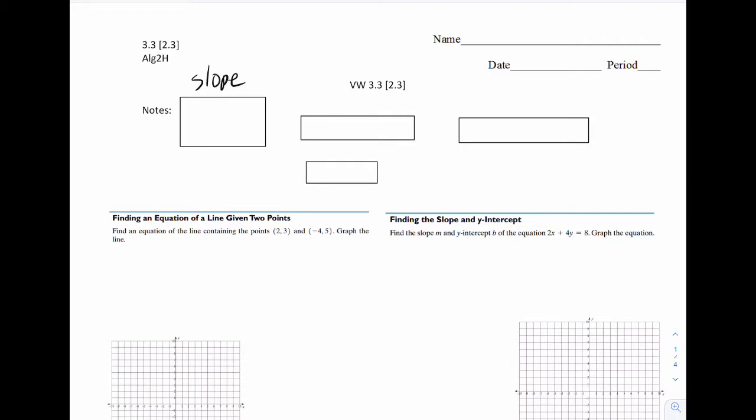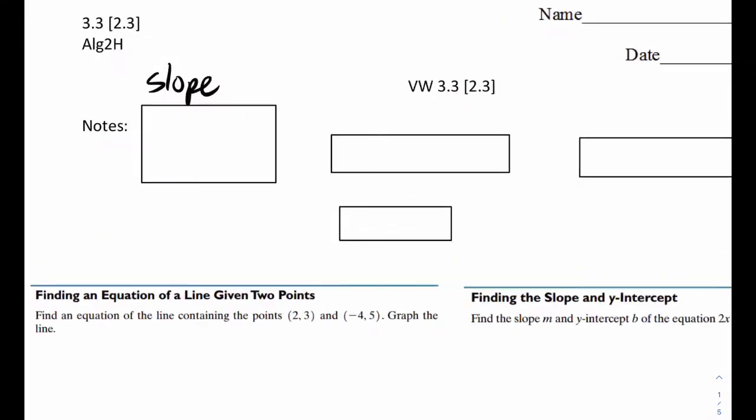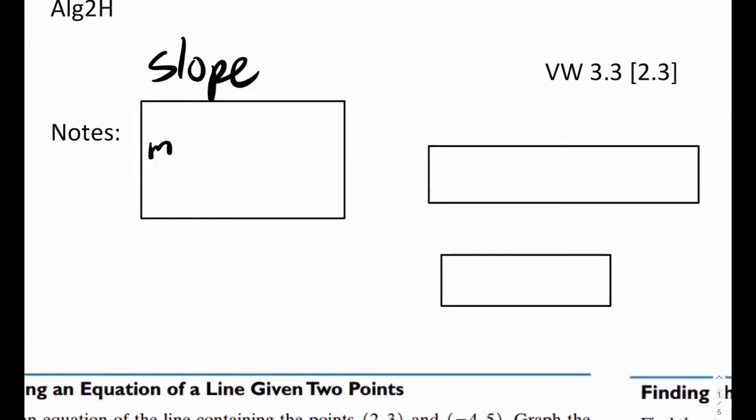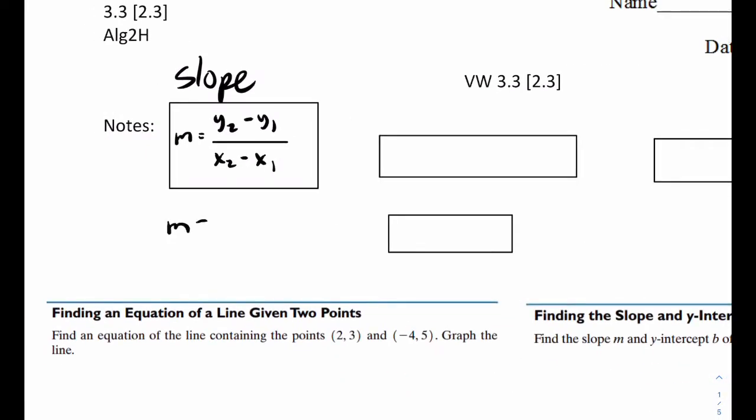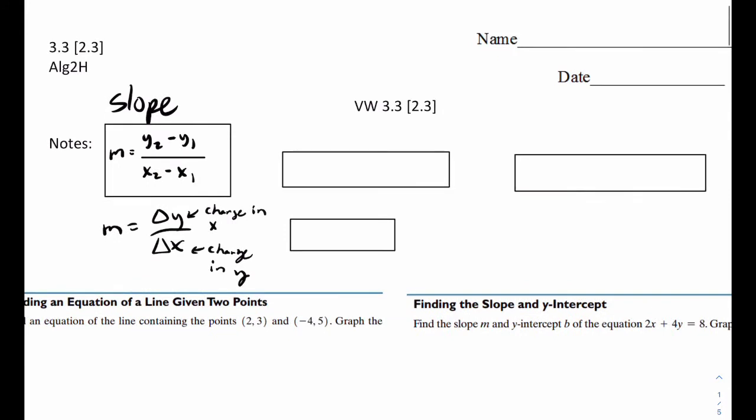In the first box, let's review slope. So for slope, recall that we have m is equal to y2 minus y1 all over x2 minus x1. Or some people just say m is equal to delta y over delta x, and that's going to be your change in y over your change in x.